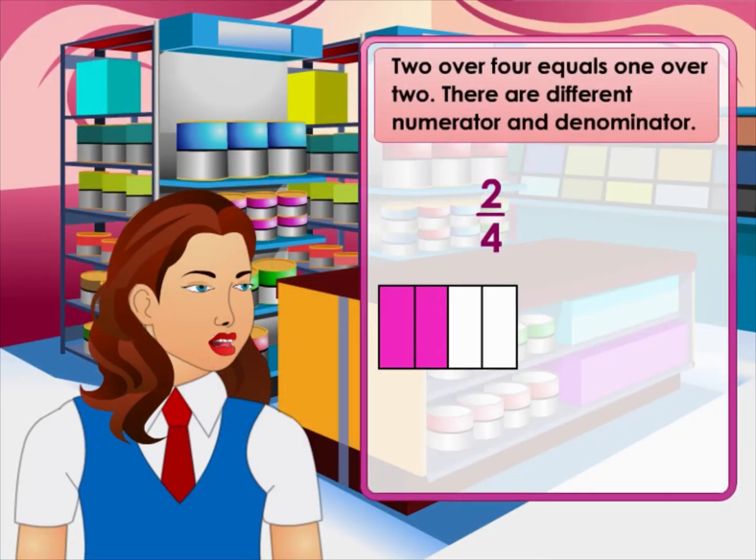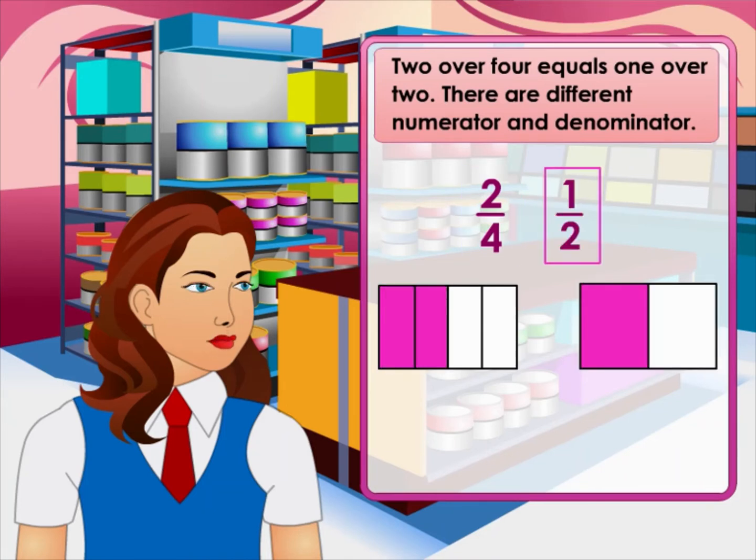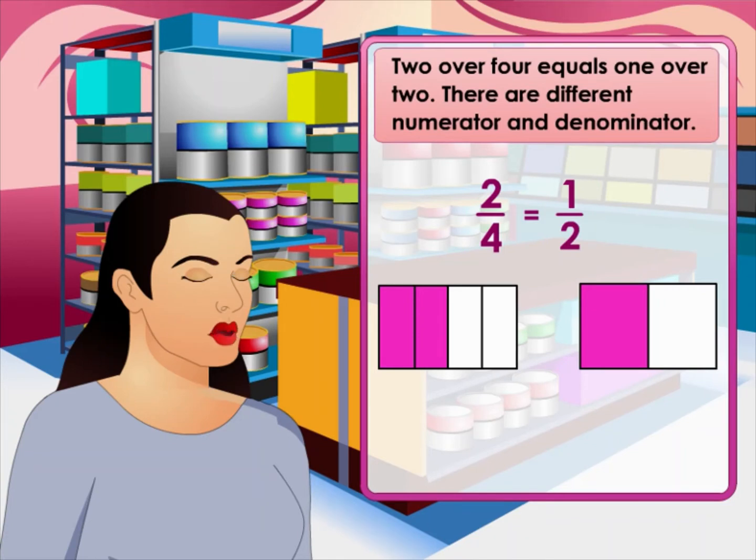4 sides of the wall. 2 sides pink and 2 sides white. This means one half of the room would be pink and one half of the room would be white. Now I see 2 over 4 is the same as 1 over 2. Yes, you're right. We call this equivalent fraction. Equivalent fractions are fractions with different denominators and numerators which give the same value.